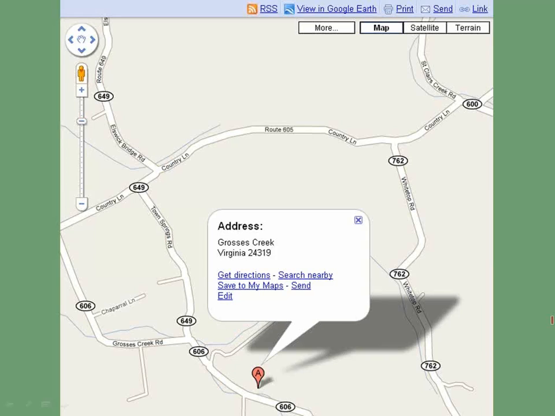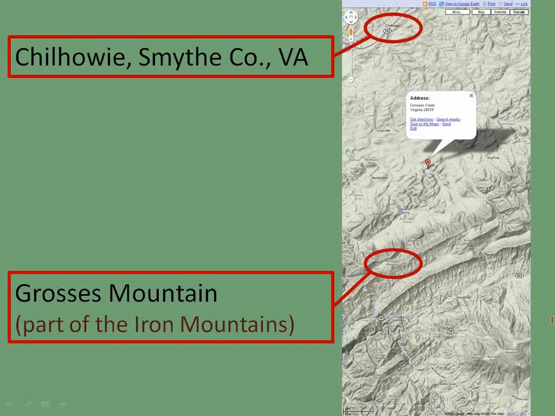And you look at some of the zoom in, zoom out, look at some of the other places in that area and the names they are named for, because these often reflect the early settlers and people the Grosses may have known. We're looking for Grays because Edmund Gross married a Martha Gray. So I would click on the Terrain tab, and all of a sudden I can see here is Grosses Creek, and the lower red circle is Grosses Mountain, part of the Iron Mountains, not surprisingly. The nearest habitation is Chilhowie, which is in Smyth County, Virginia now.